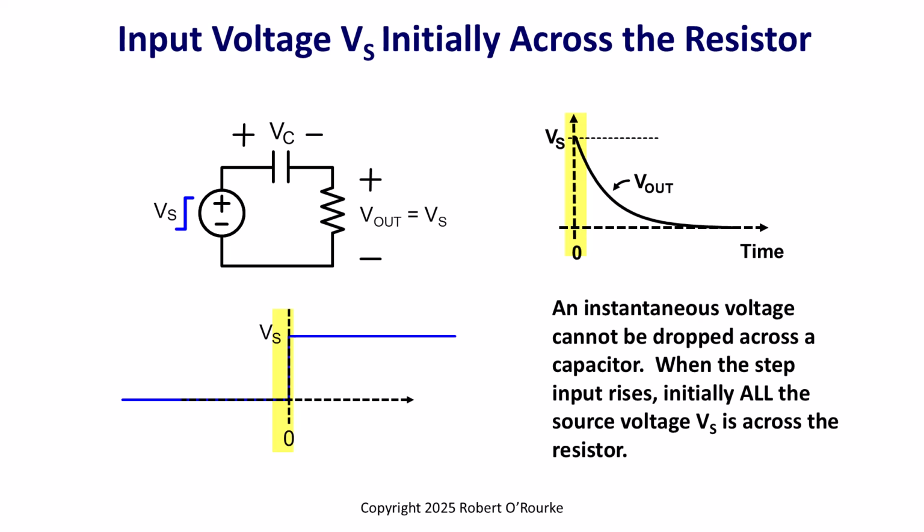We can sketch the RC high-pass step response behavior intuitively, remembering that you can't place an instantaneous voltage across a capacitor. When the voltage source V sub s instantaneously drives the RC circuit, all the V sub s voltage initially falls across the resistor and no voltage initially drops across the capacitor.